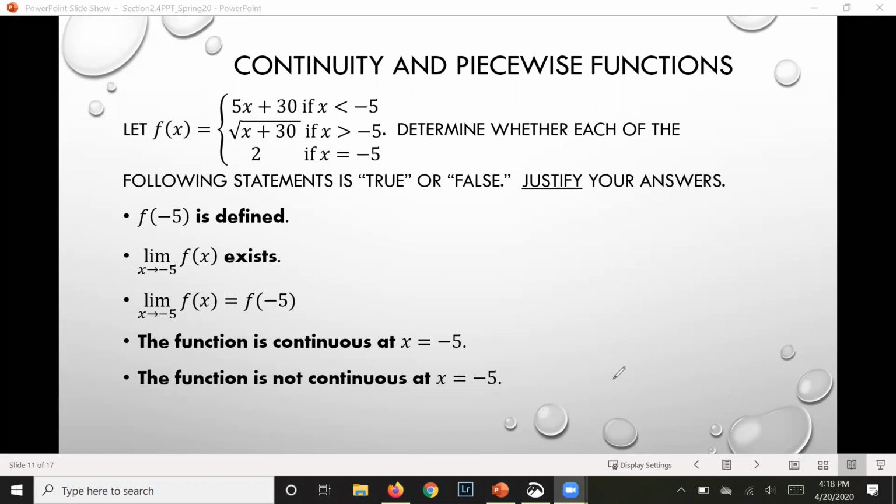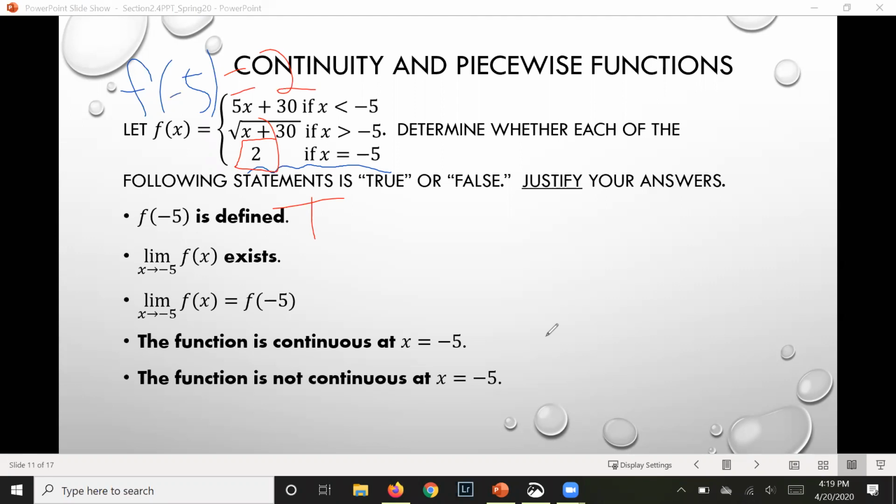So first one, f of negative 5 is defined. Is that true or false? Well, if we plug in negative 5 here, so if we do f of negative 5, are we able to get an answer? It looks like we do, because they tell us right here that the output is 2 if x equals negative 5, right? So f of negative 5 should be equal to 2 based on what we see there. So is f of negative 5 defined? The answer there would be true, right?